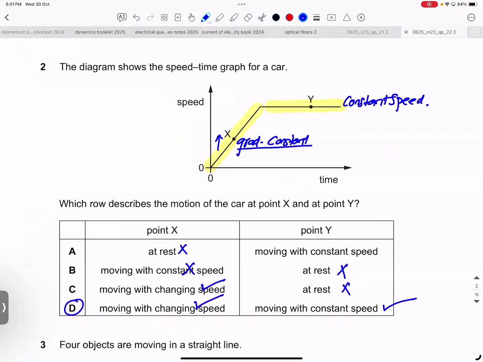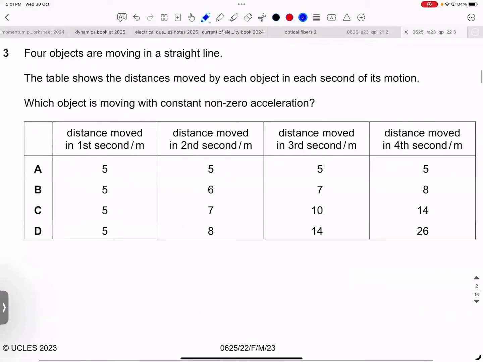Question number 3. 4 objects are moving in a straight line. The table shows the distance moved by each of the objects in each second of motion. Which object is moving with constant non-zero acceleration? So first of all, acceleration means speed should increase. So each time it should cover a greater distance than before, more than the previous.